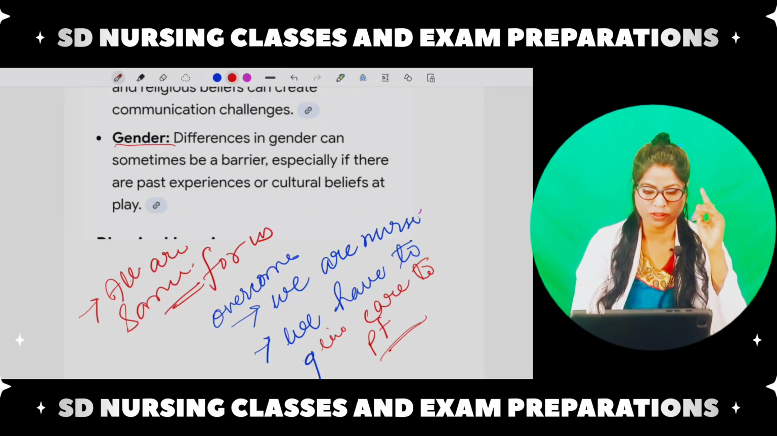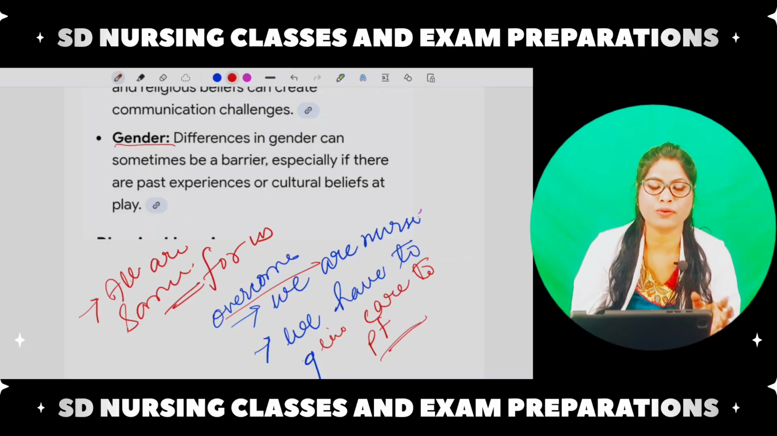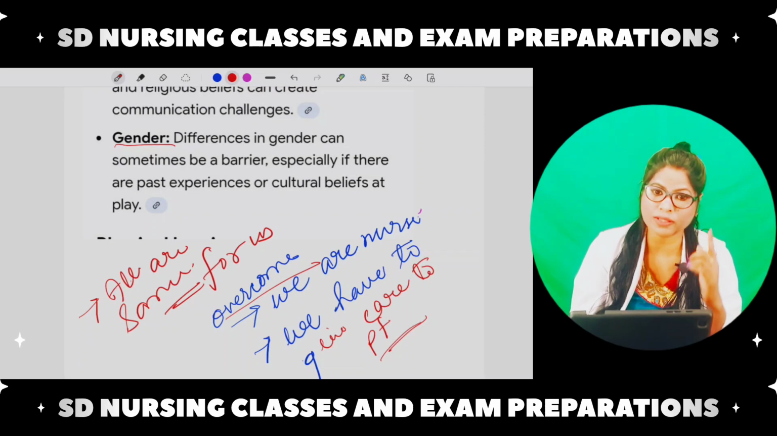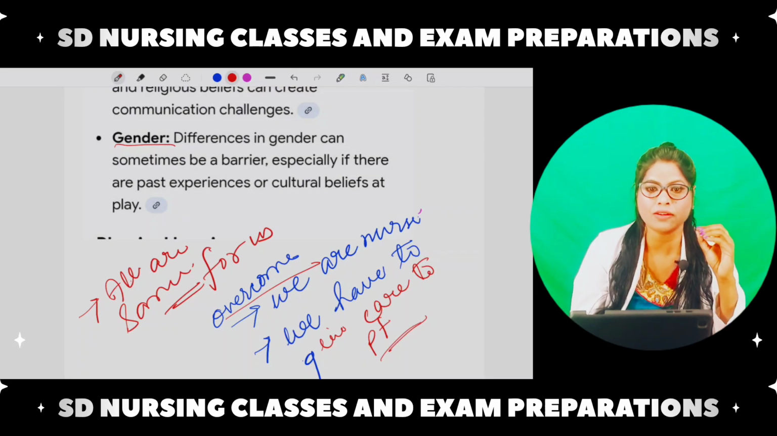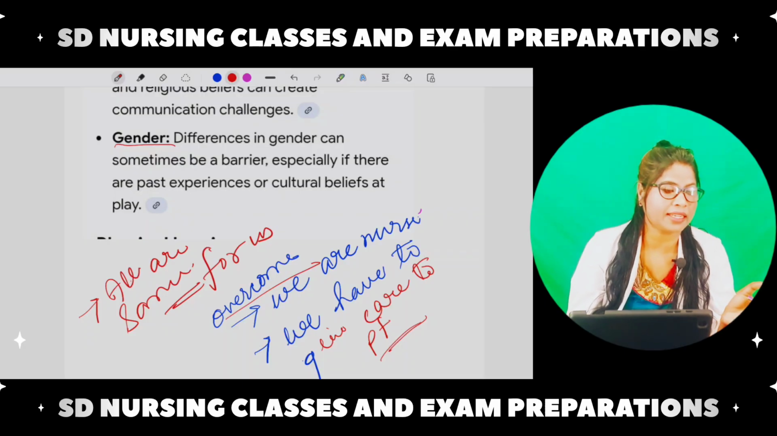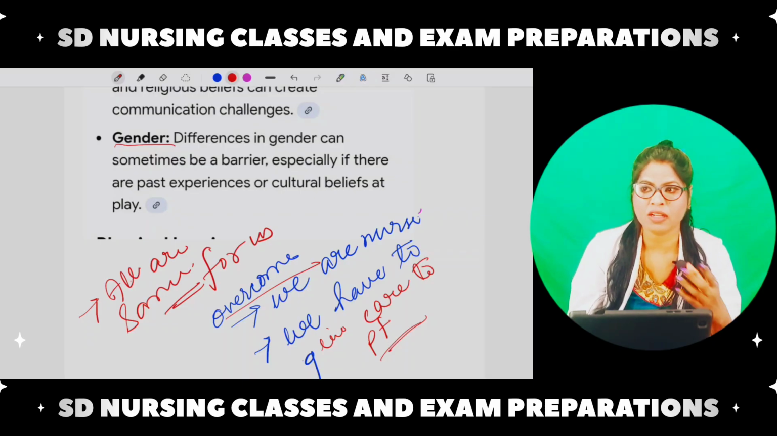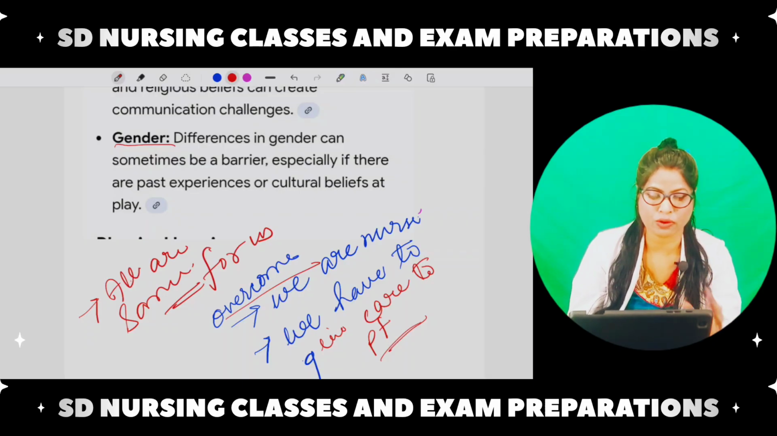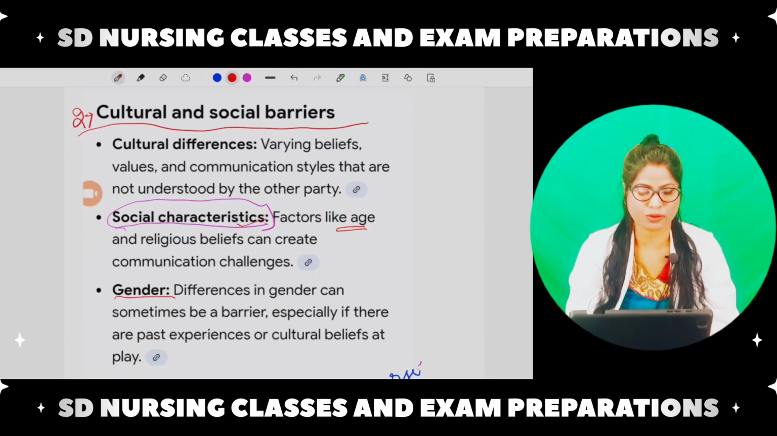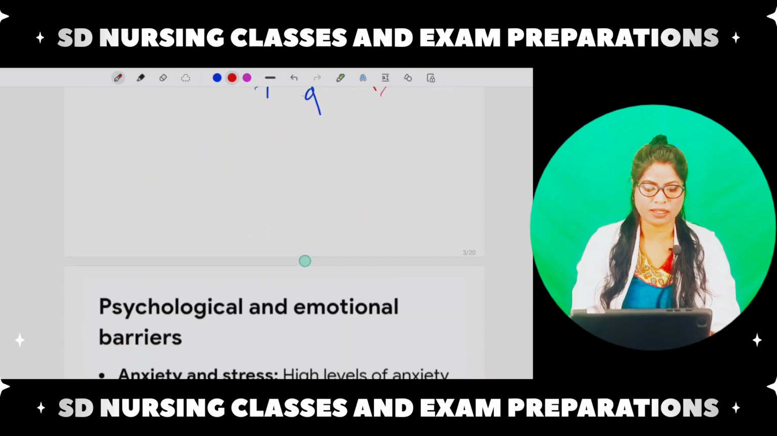So this is the overcome: as a nurse, if you have studied the nursing field and chosen the nursing field, you should keep in your mind that all patients are the same for you. You have to give everybody the same treatment and the same behavior. There should not be any gender issue, whatever his profession, anything, that should not affect you. So this is how to overcome the gender issue. So this is cultural and social barriers: cultural differences, social characteristics and gender.